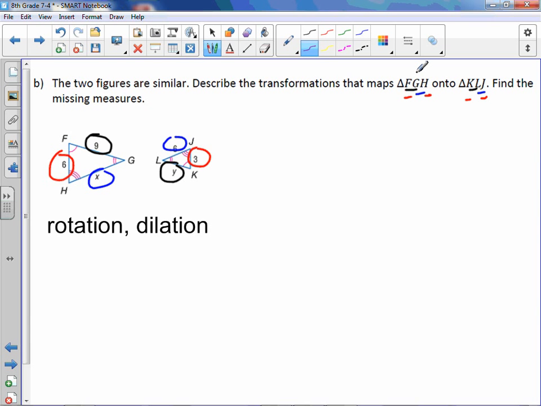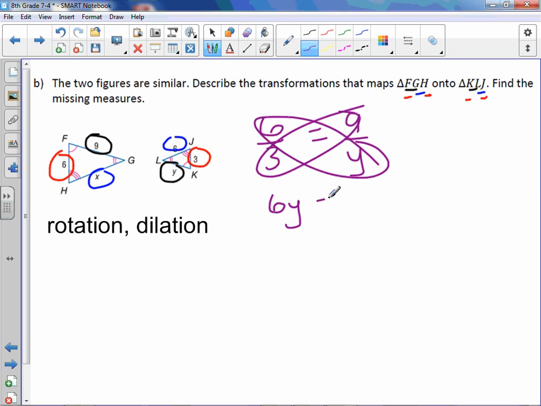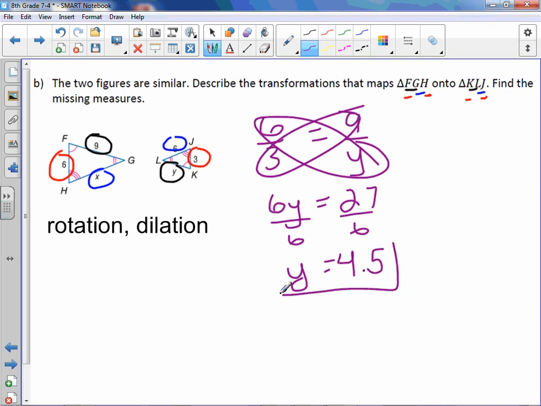So our first proportion looks like reds have both numbers, so we'll go our bigger triangle to smaller. 6 to 3 equals, let's do black, 9 to y, cross multiply, 6y equals 27, divide by 6, y equals 4.5.